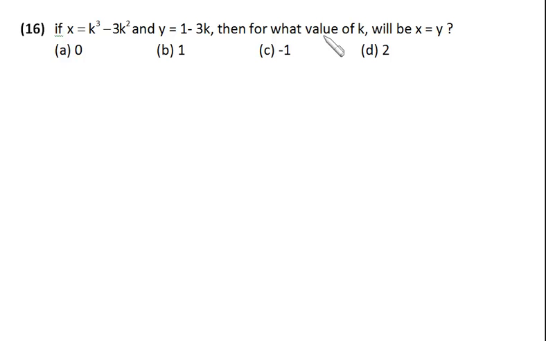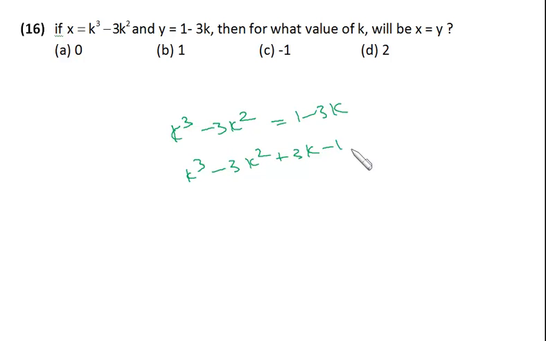X is this, y is this. For what value of k will x be equal to y? We put x is equal to y. Let's see what happens. k cube minus 3k square is equal to 1 minus 3k. So it is k cube minus 3k square plus 3k minus 1 is equal to 0. That's nothing but k minus 1 whole cube. That's 0. That means k is equal to 1. Right? Pretty simple.